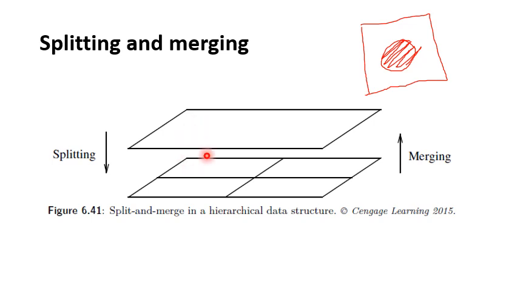Now when I divide into four regions, maybe one of these regions again has some non-homogeneous regions, so I can again divide it into two maybe. At that time again I will split. Merging is the other way. If I feel that two adjacent regions have the same intensity, or they are homogeneous, then I can merge them and form one. As simple as that. That's all there is to splitting and merging.